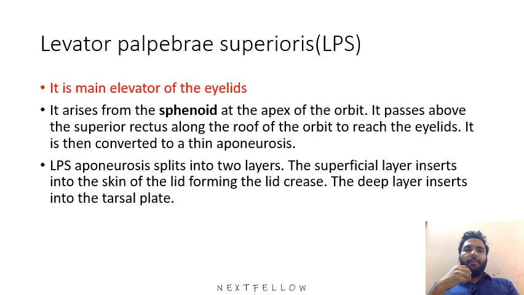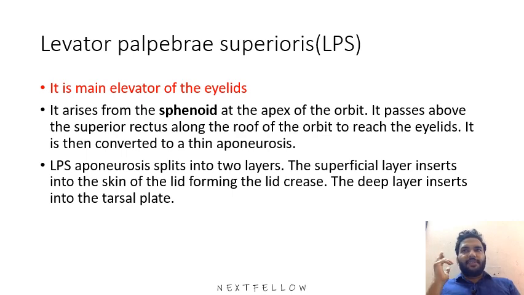Coming to levator palpebrae superioris, it's the main elevator of the eyelids. It arises from the sphenoid at the apex of the orbit. It passes above the superior rectus along the roof of the orbit to reach the eyelid. It is then converted into a thin aponeurosis. LPS splits into two layers, the superficial inserts into the lid where it forms a crease, and the deep inserts into the tarsal plate. It's supplied by the third nerve.